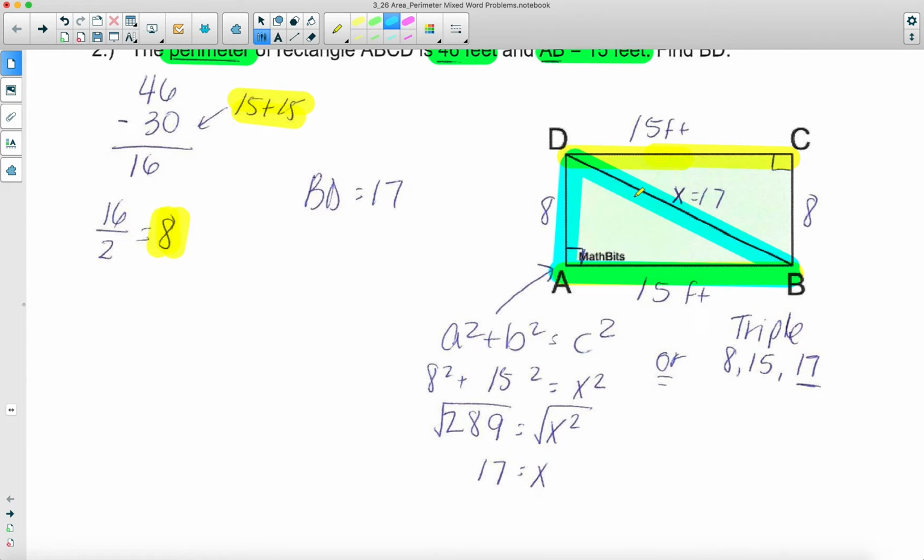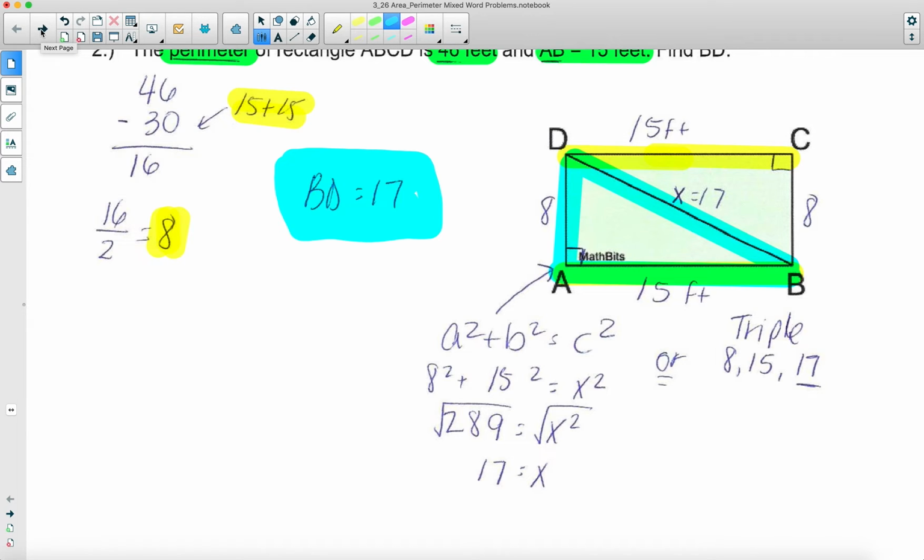And the length there is 17. So I know my final answer is BD is 17. Okay, and there's our diagonal length of 17. So perimeter of a rectangle, also encompassing some Pythagorean theorem.